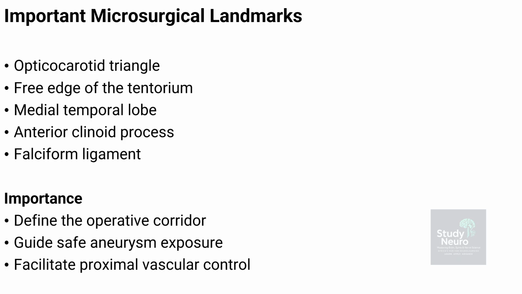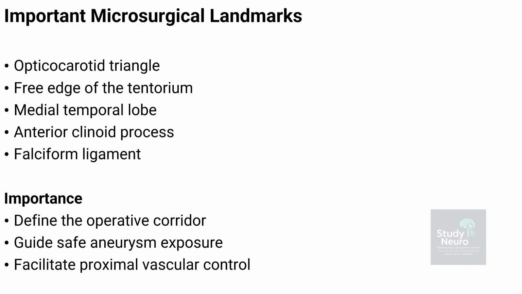The anterior clinoid process and the falciform edge of the dura are also key structures that help define surgical entry, because they mark the superior limits of carotid exposure and often determine whether additional bone removal or dural opening is required to improve proximal control of the artery. Small changes in this area matter a lot.